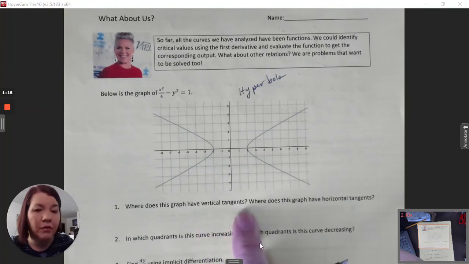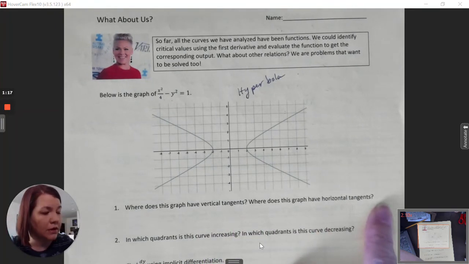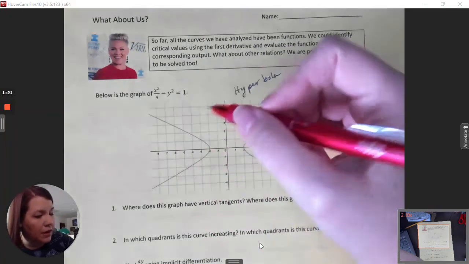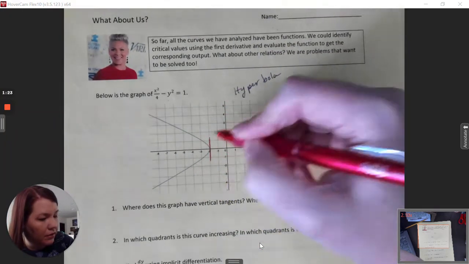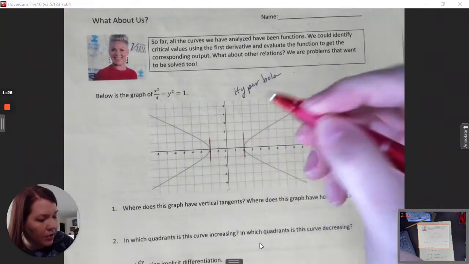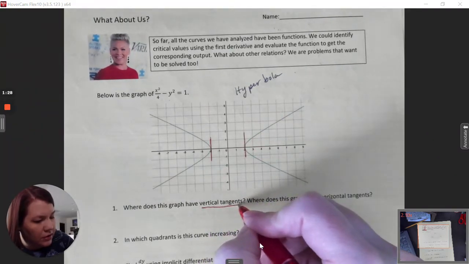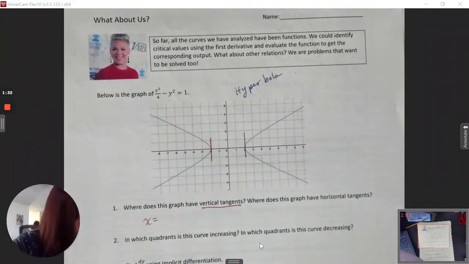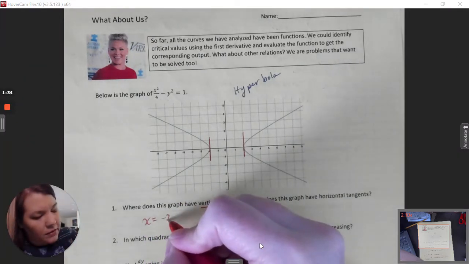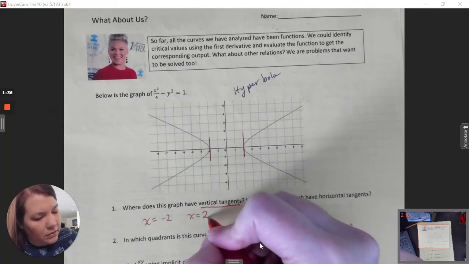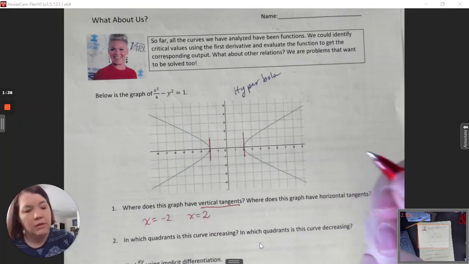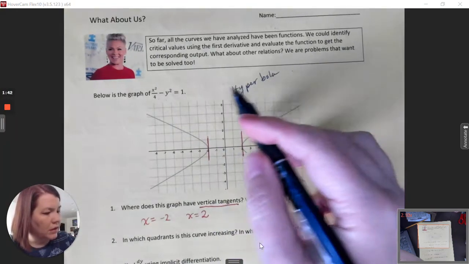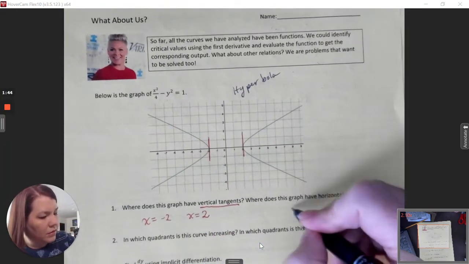Where does this graph have vertical tangents and where does it have horizontal tangents? Let's go ahead and try to answer that question. So vertical tangents, I can see one right here and another one right there. Those are the vertical tangents, and that's at x equals -2 and x equals 2. Does it have horizontal tangents? I'm going to say no.